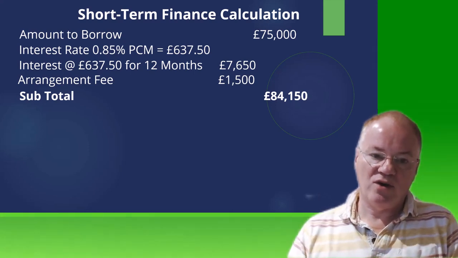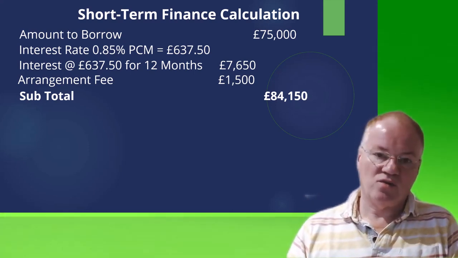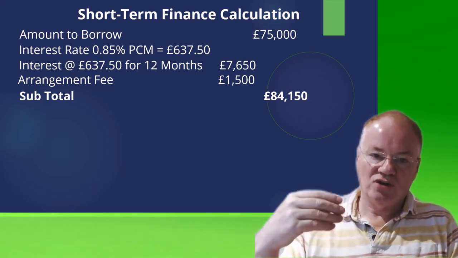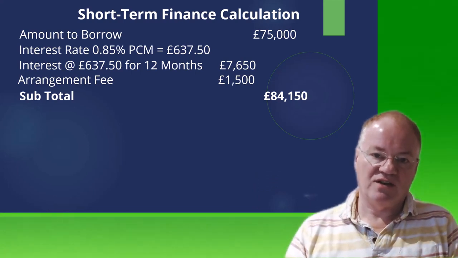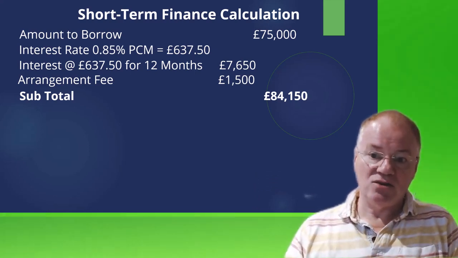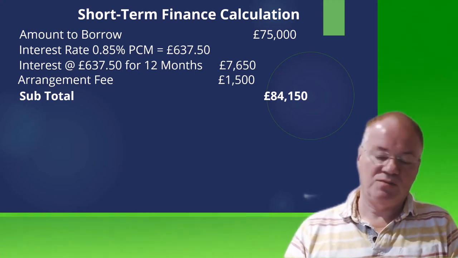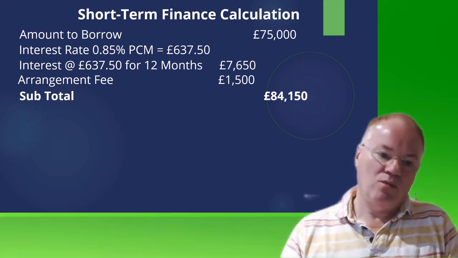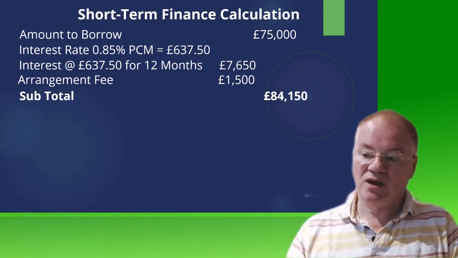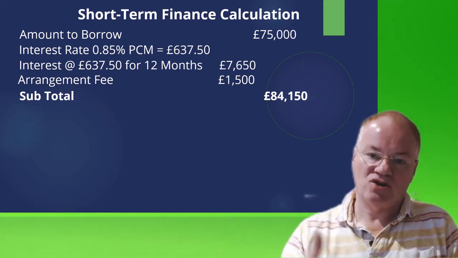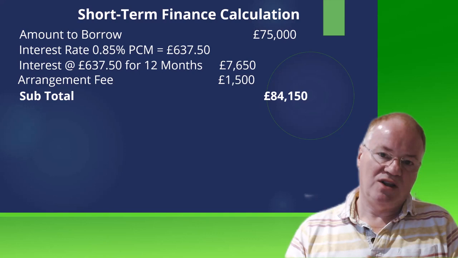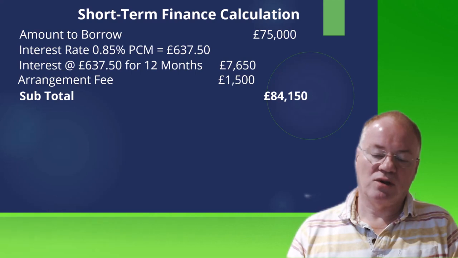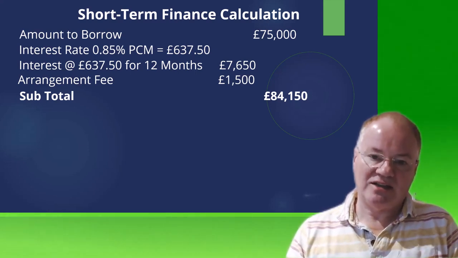So effectively now what you're borrowing is the 84,150, because they've added the 7,650 and the 1,500 onto the initial loan amount of 75,000. So they're going to lend you 75,000, but they're going to treat the loan as being 84,150. Actually, as you will see, it becomes even more than that. So effectively what you're doing is you're going to pay interest on the interest that you're already paying, because they've added that to the loan, and therefore that has the effect of pushing up the total loan and all the other charges that they add in there.